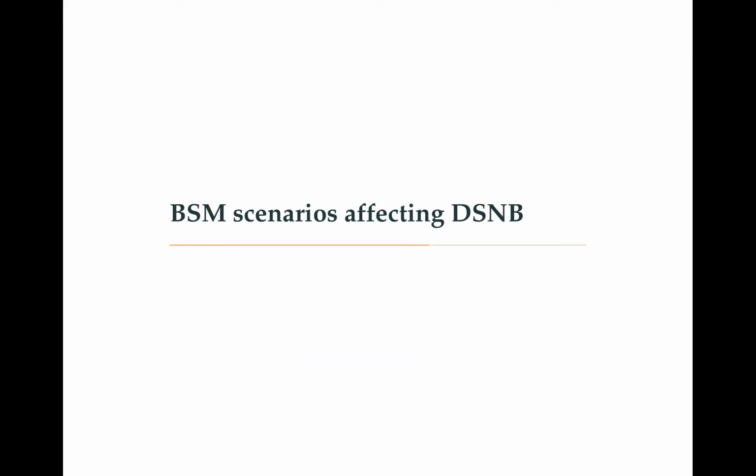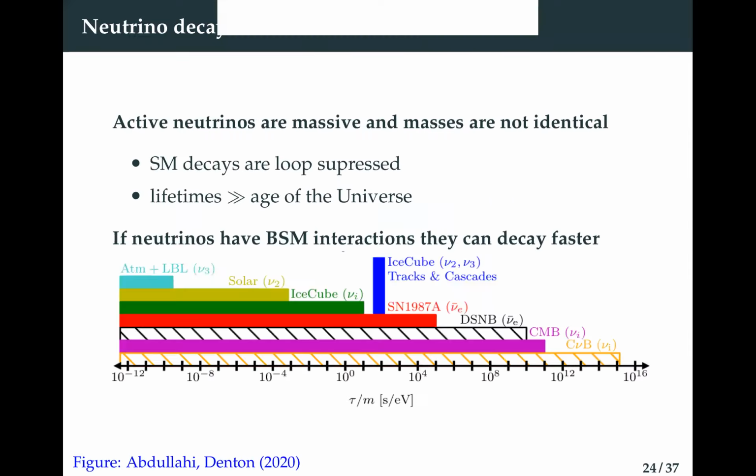Okay. Then I will move to the BSM scenarios that can affect the DSNB. And the first of them can be neutrino decay. So we know that neutrinos have masses. We know that different mass states don't have the same masses. So neutrinos should decay. But because the mass differences are very small, the time for them to decay would be longer than the observable time that we have. So we cannot really see that.